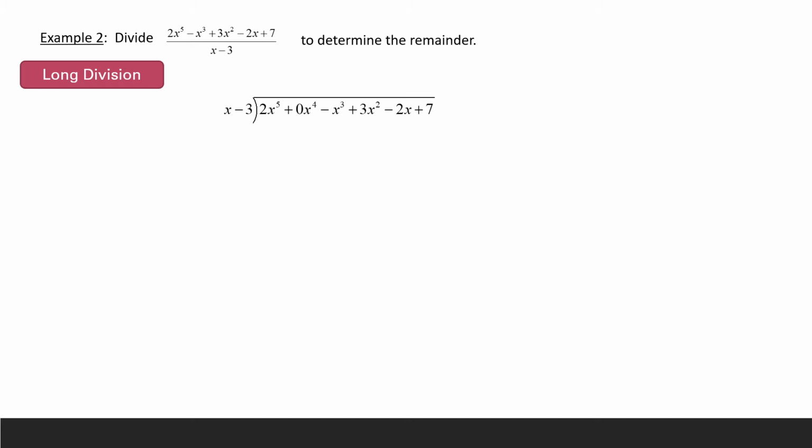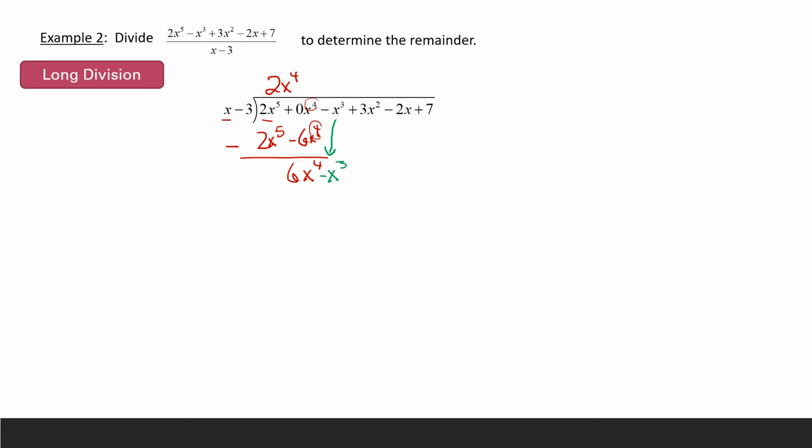So I start again dividing the first pieces together. That gives me 2x to the power of 4. I multiply it back down. That's 2x to the power of 5 minus 6x to the power of 4. And notice I have these x to the power of 4s lining up here because I put in that 0 placeholder. I subtract the whole thing, and all I'm left with is 6x to the power of 4. There's my first step. Switch colors, and I bring down negative x cubed here.